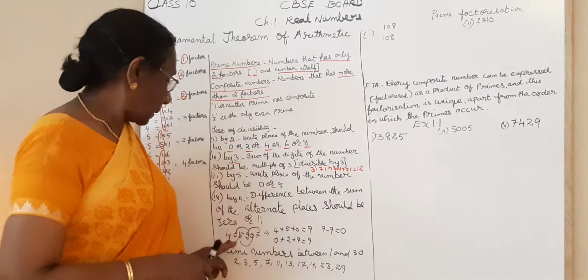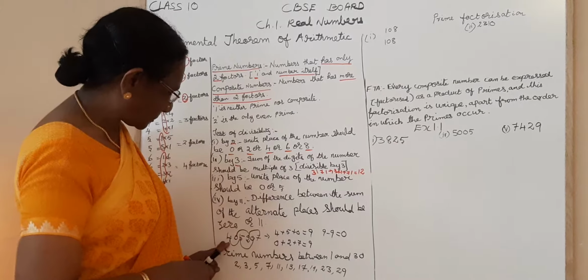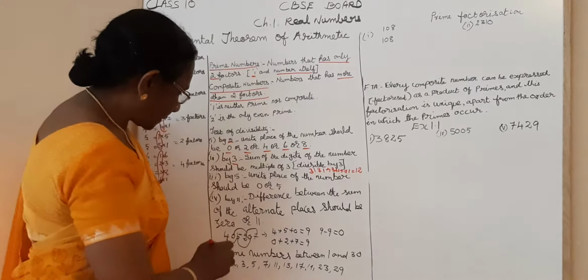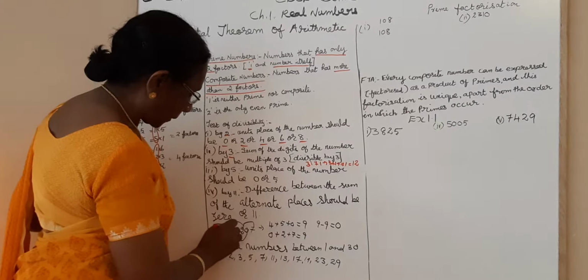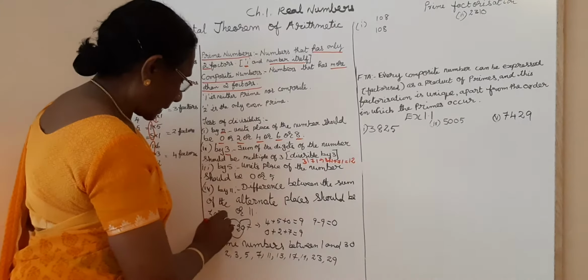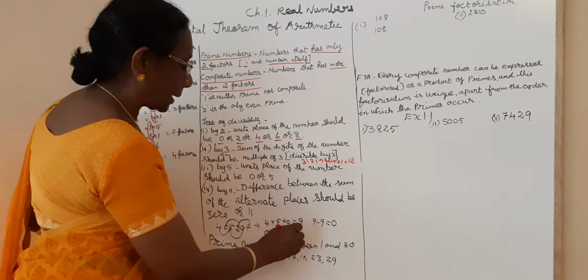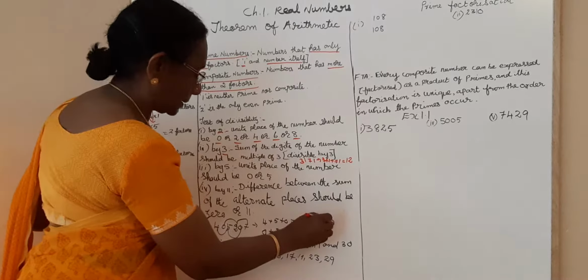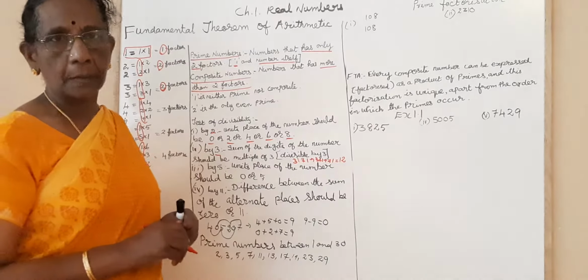Okay, so what is the example? In this number, what are the numbers in the alternate places? 4, 5, 0. If you add, 9. And the next set of numbers is 0, 2, 7. When you add, we are getting 9. 9 minus 9 is 0. So this number is divisible by 11.